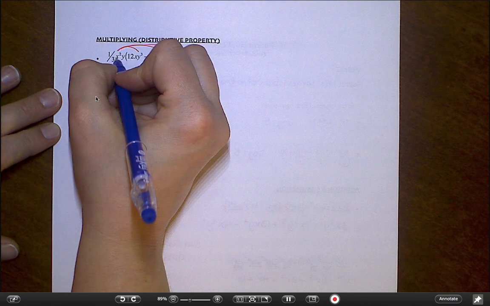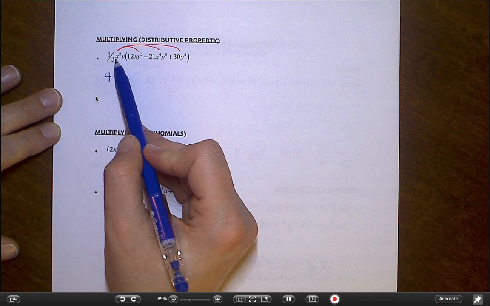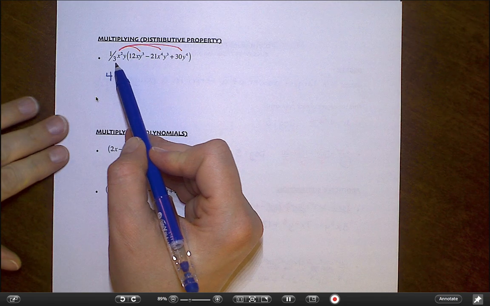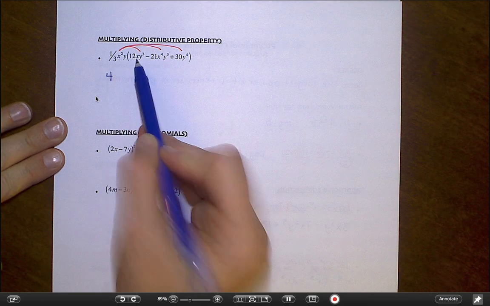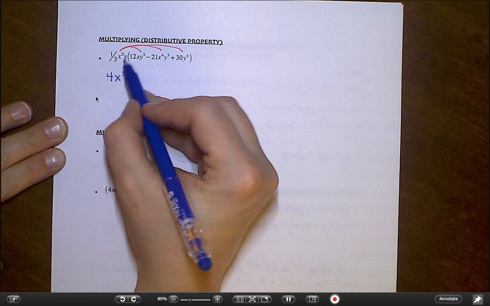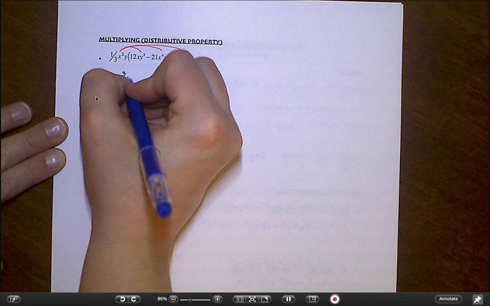But then for the powers, we want to make sure that we're using the power rules, which is if I multiply two powers together, I add the exponents. So x squared times x is going to leave me with an x cubed. Y times y cubed is going to leave me with a y to the 4th.